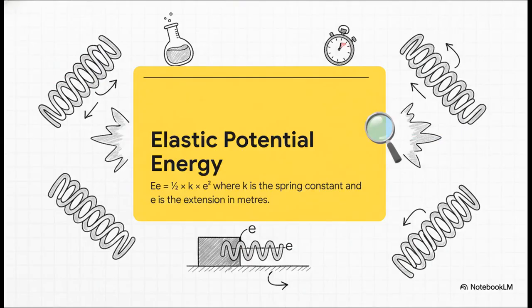To crack this, we've got to pull the right tool out of our toolbox. We look at our physics equation sheets, and there it is, the formula for elastic potential energy. E equals 1/2 times k times e squared. This equation is the key that's going to unlock this whole problem.